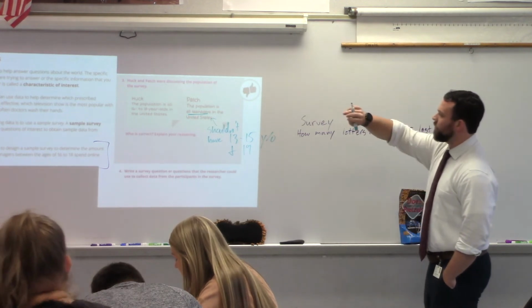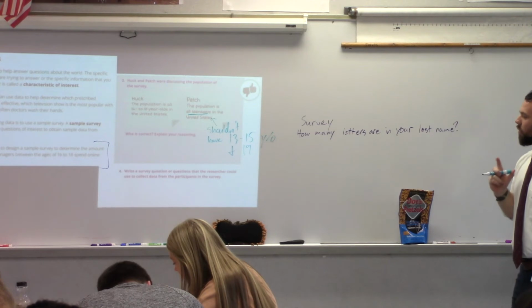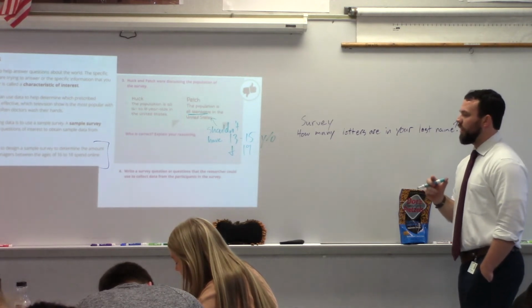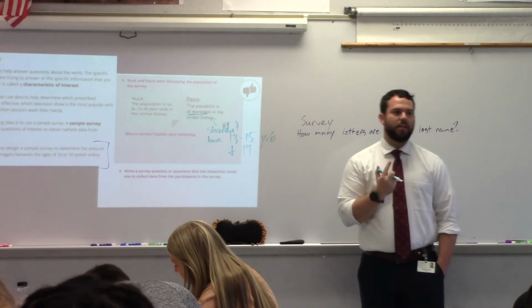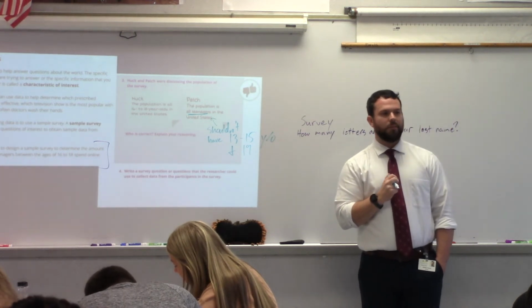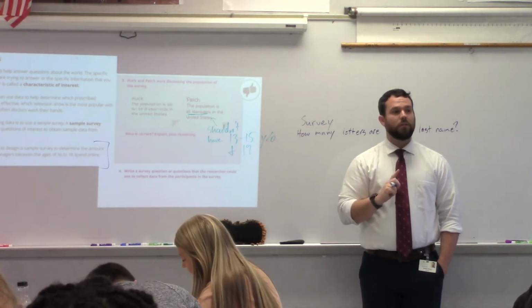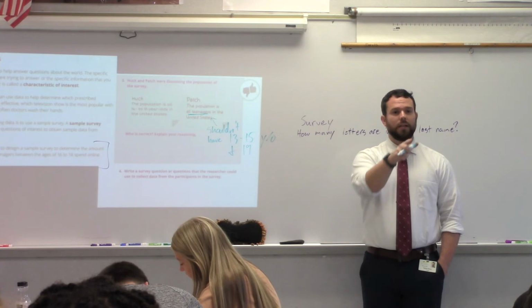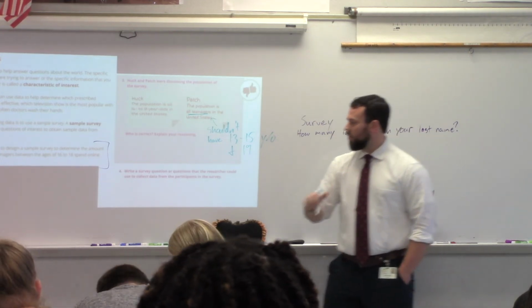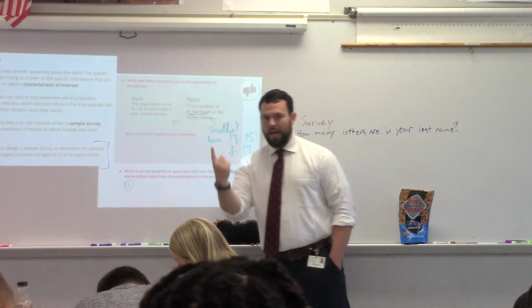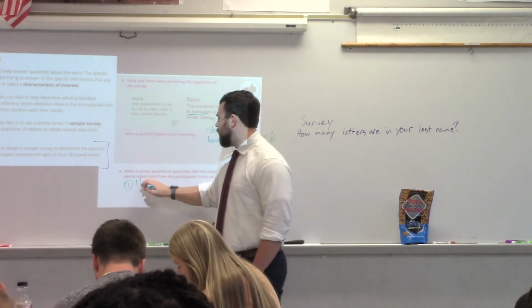So number 4, because we're running out of time, I'm going to quickly do this all together. Write a survey question or questions that the researcher could use to collect data from the participants in the survey. Well, what's the first thing that researchers would have to establish? Something even before that. Say that one more time, Kennedy. Don't we need to know if they're 16 to 18? So what can we ask? How old are you? Are you between the ages of 16 and 18? Something like that, right?